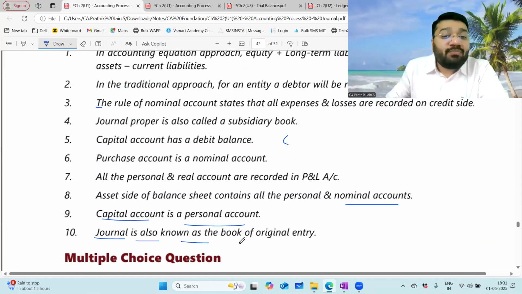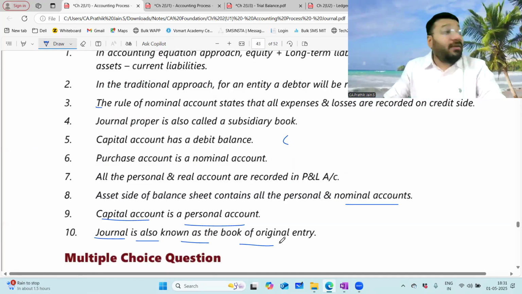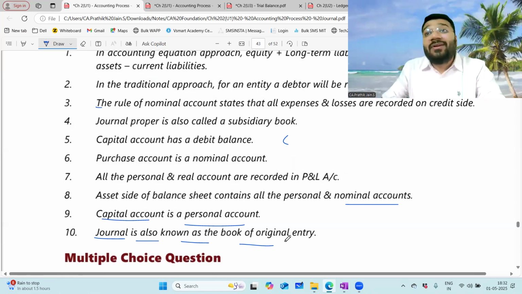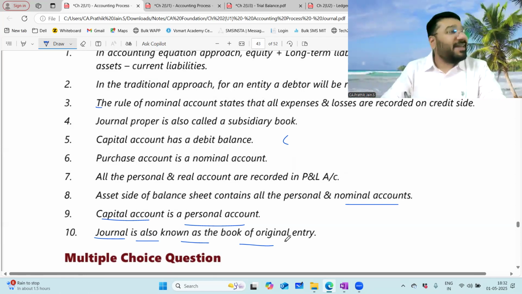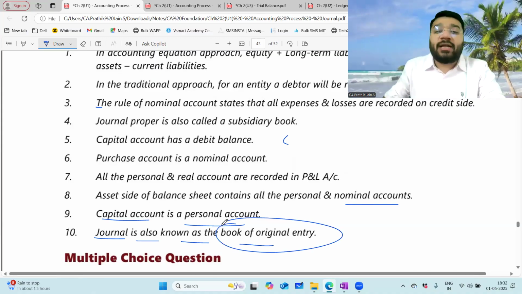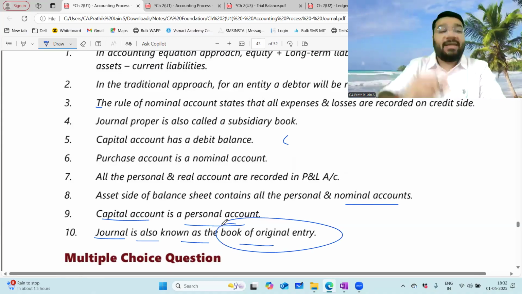Journal is also known as book of original entry. 100% true. Journal is known as a book of original entry. What is the principal book? Ledger. Journal is called book of original entry, also called book of primary entry.